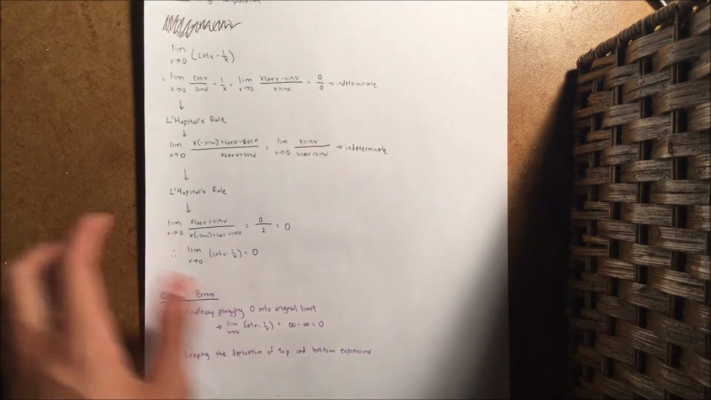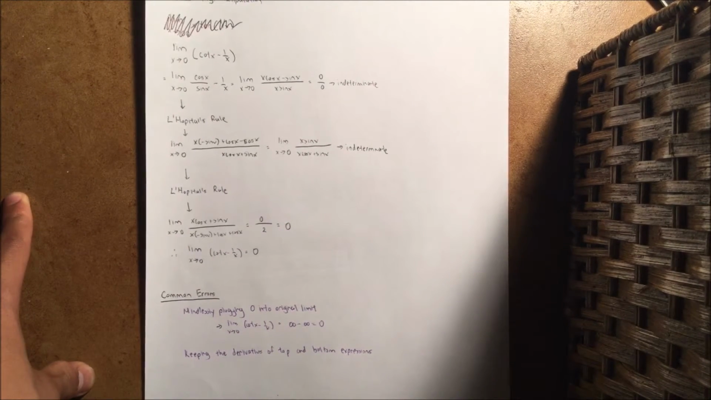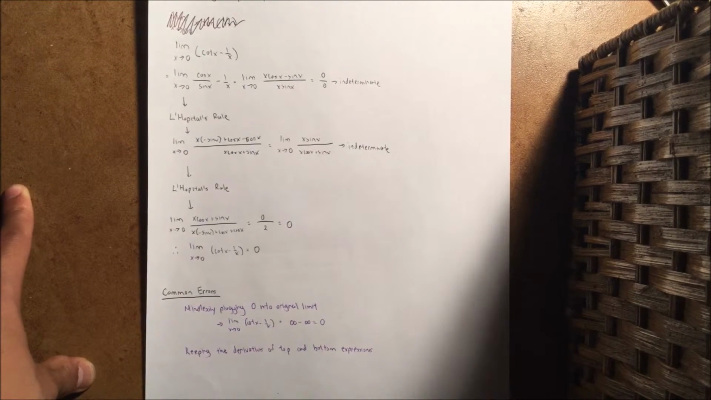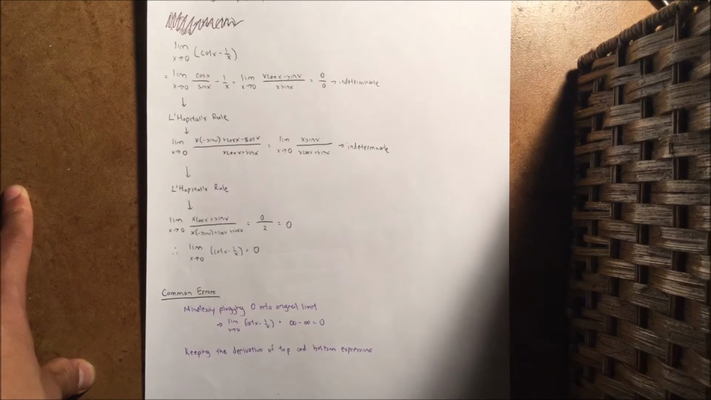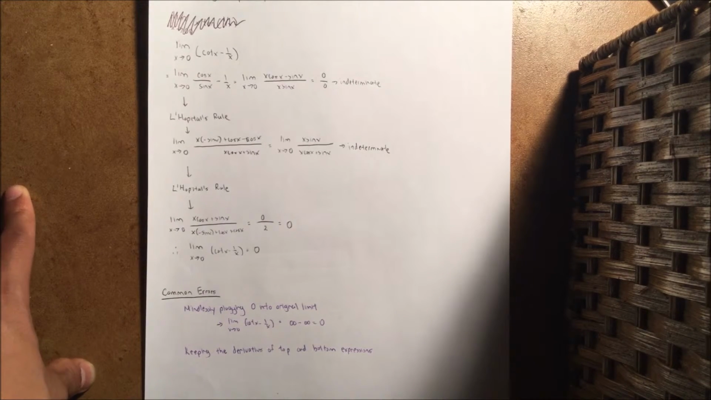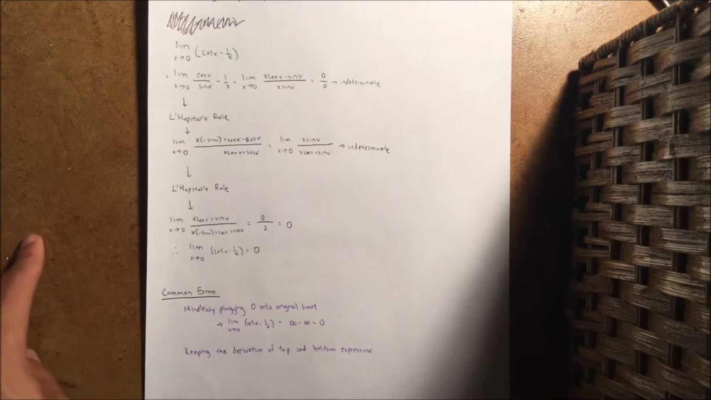When it comes to multiple rounds of L'Hopital's rule, it can oftentimes get confusing as to what you're taking the derivative of. So it is essential to keep the derivative of the top and the bottom separate, because as you should know, L'Hopital's rule is defined as f prime of x over g prime of x. In this sense, f of x is the expression on the top and g of x is the expression on the bottom.